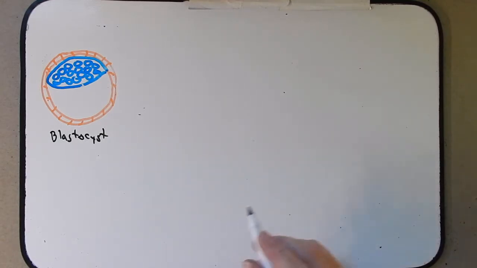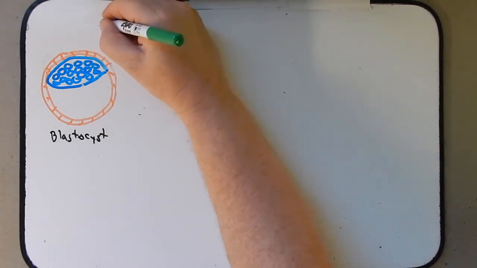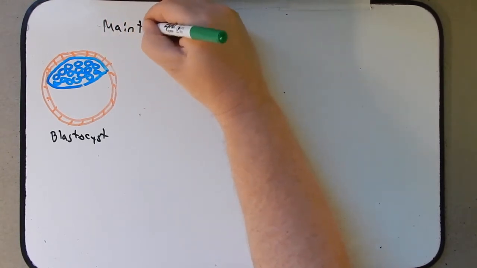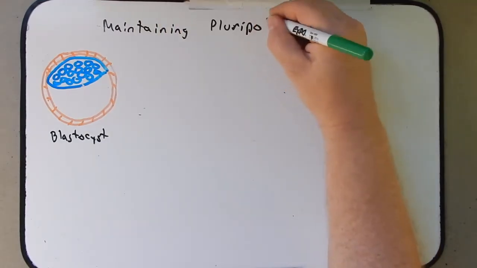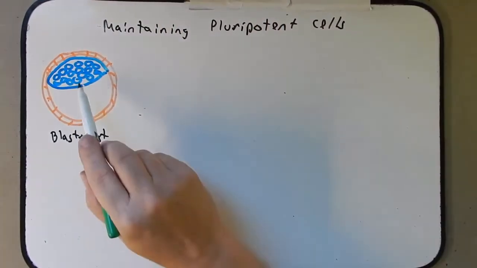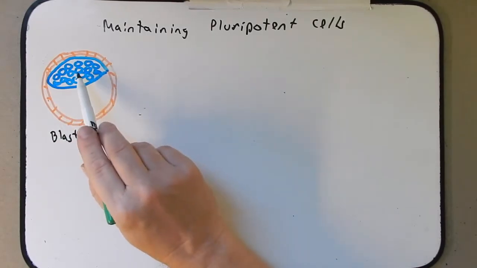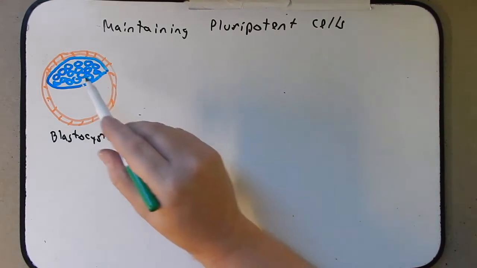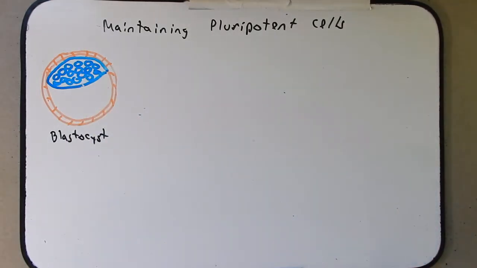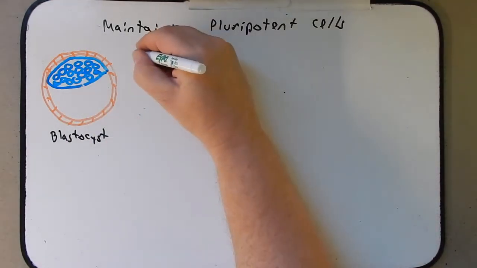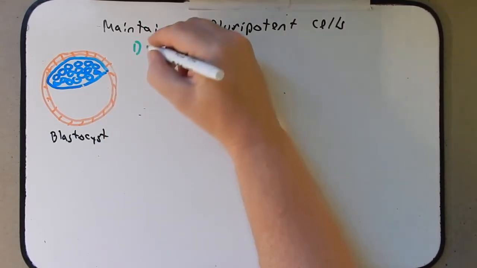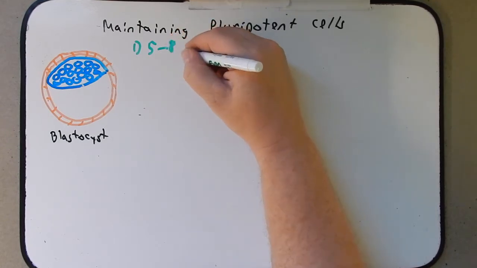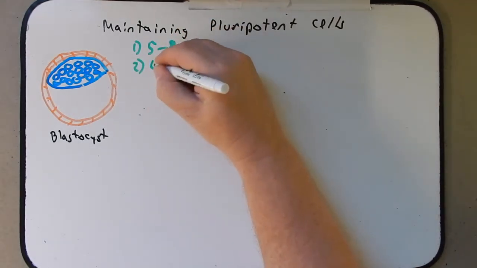Now I'd like to move on to a new topic, and that is the topic of maintaining pluripotent cells. How does the inner cell mass of the blastocyst maintain pluripotent cells? And we can also think about how we can artificially maintain these pluripotent cells. To remind you a few things about the blastocysts, they enter this around day 5, and they remain blastocysts until around day 8. These are our embryonic stem cells.